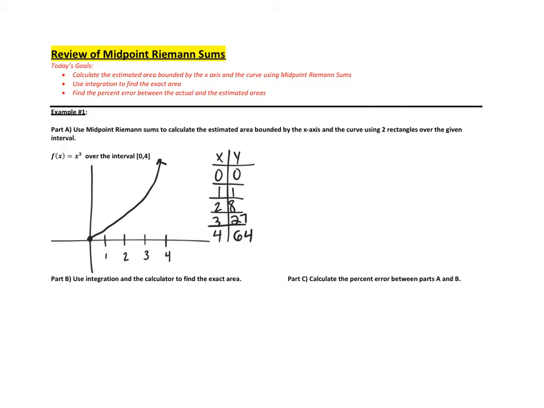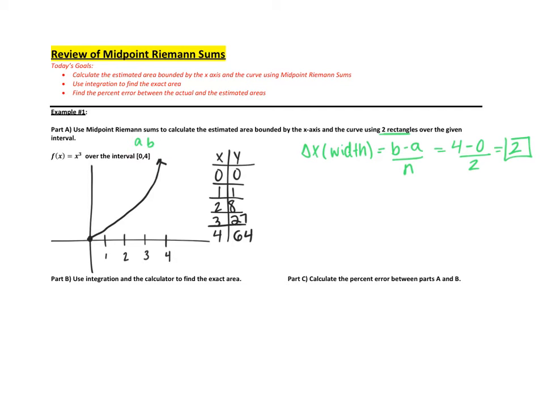Okay, so it says here that I want two rectangles over the interval. So again, you can clearly see that you have 1, 2, 3, 4 spaces. So if I want two rectangles, I would just have to do every two. But we can use the formula. So again, for delta x, to find the width, we would do b minus a over n, where n is the number of rectangles. A is 0 and b is 4. So 4 minus 0 over 2 would give us a width of 2.